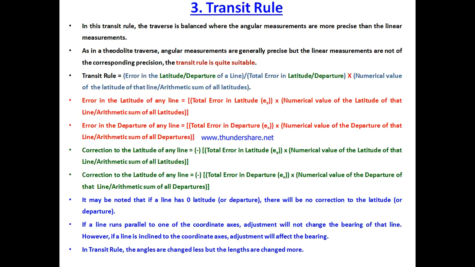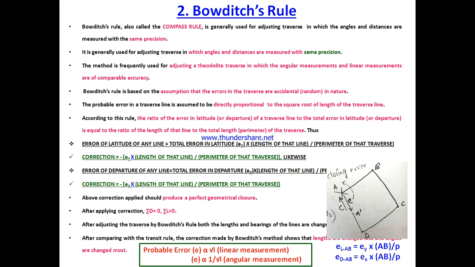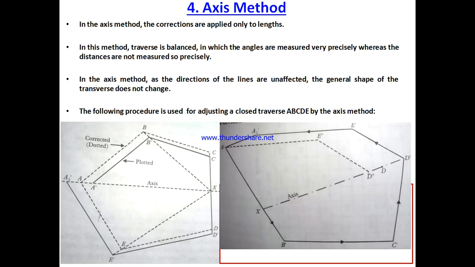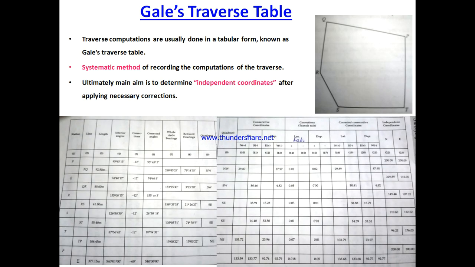What I mean to say, if you people can remember the value of closing error, which is equal to under root of Ex square plus Ey square, where Ex and Ey are the error in the latitude and error in the departure respectively. So here that value E is calculated first. How will it be calculated in this case?